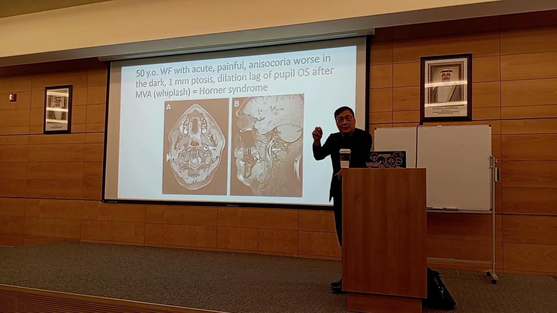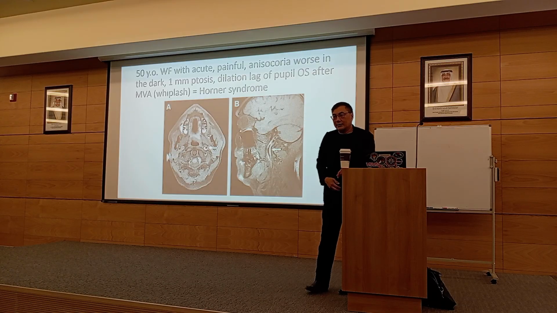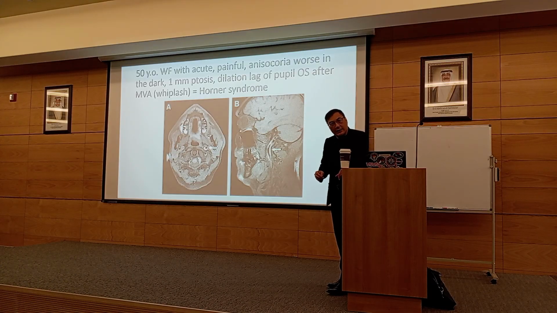It's an acute, painful Horner syndrome after car accident. You need to do a Horner protocol, MRI, head and orbit all the way down to T2 in the chest. And what's the drop that we use? Apraclonidine. You also need to know about cocaine and hydroxyamphetamine, even though there's no cocaine in Kuwait. Right.